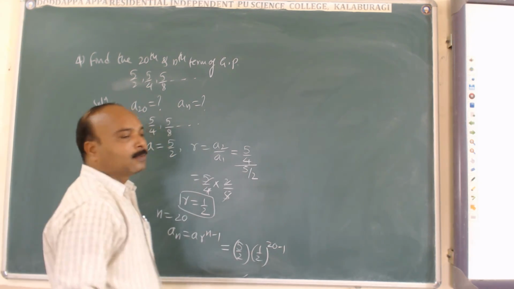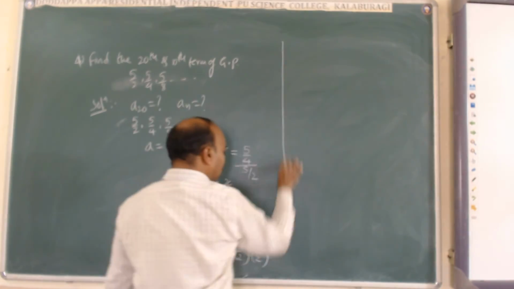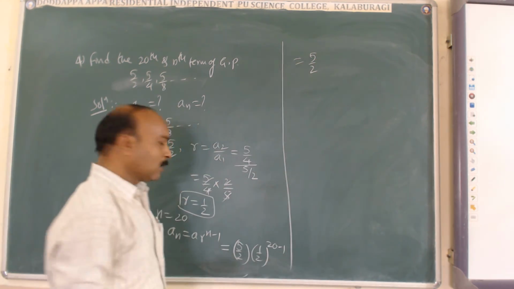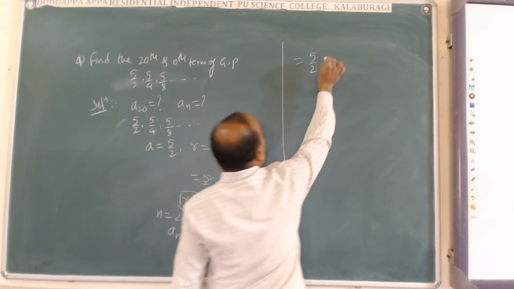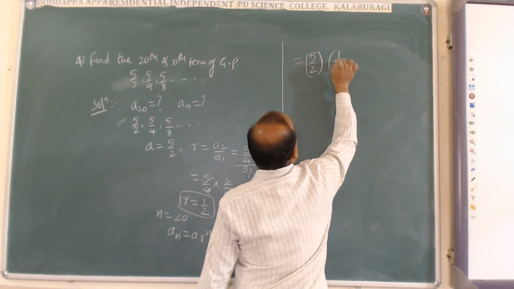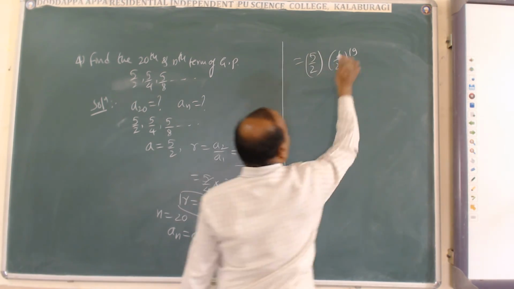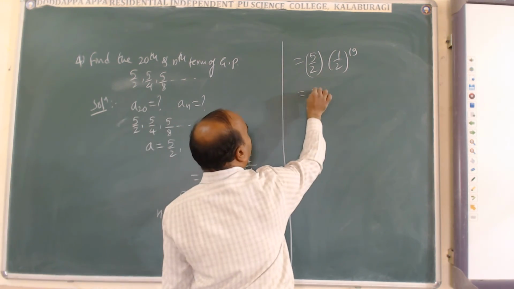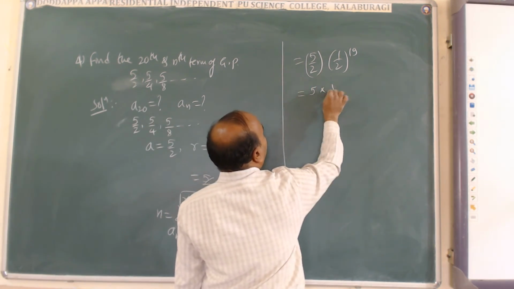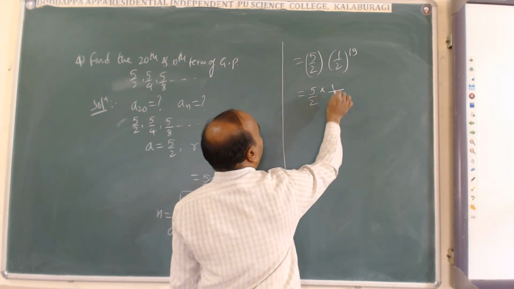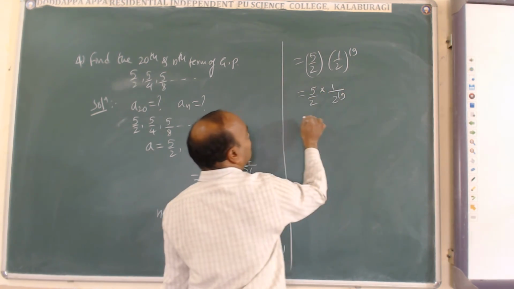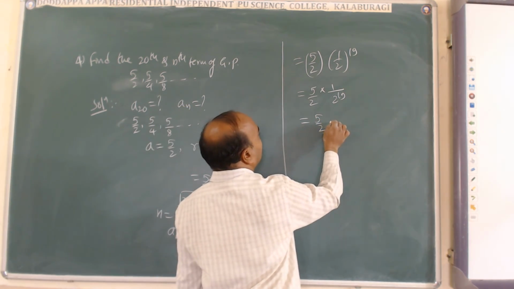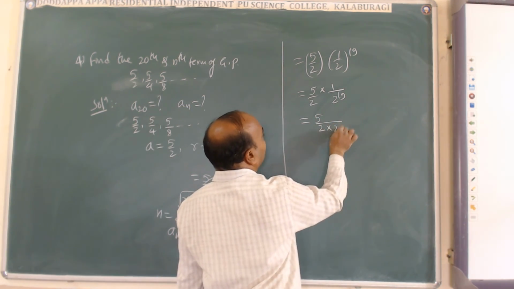minus 1. So it is 5 by 2 as it is. Now it is 1 by 2 raised to 19. It is 20 minus 1, which is 19. Now it is 5 by 2 into 1 by 2 raised to 19. You write like this. It is 5 by 2 into the index formula, 1 by 2 raised to 19.